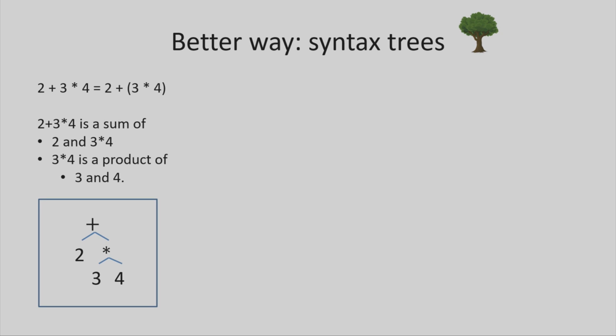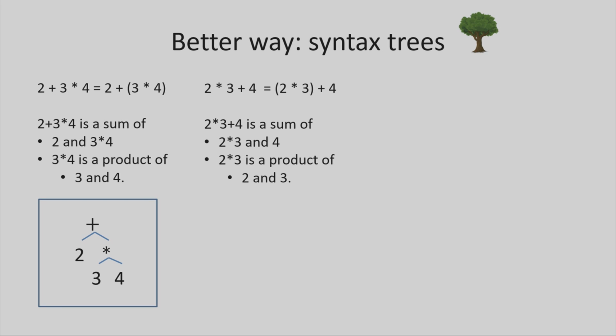So let's do a few examples just so that you see how different arithmetic formulas, which give you different answers, even have differently shaped syntax trees. So we just did 2 plus 3 times 4. So what about 2 times 3 plus 4? Here you would do 2 times 3 first, and then the 4. So your formula is a sum of two things. The first one is a product of two things, 2 and 3, and the second one is a 4.